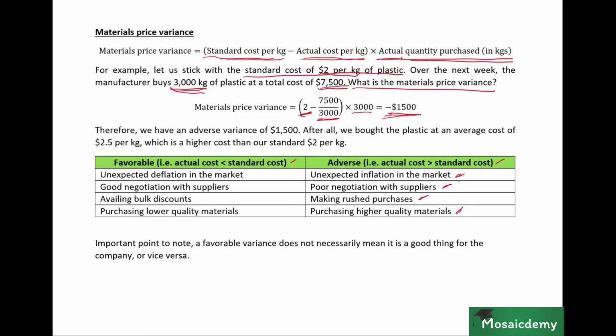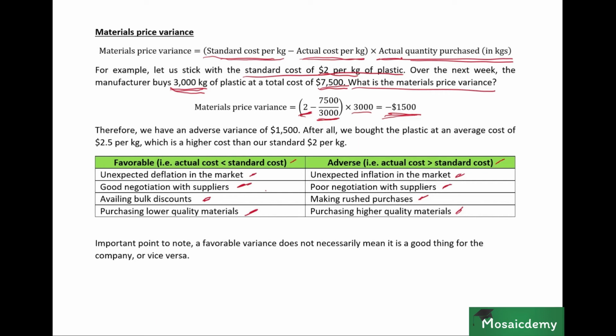On the flip side, the opposite would be true. If he paid, let's say instead of $2, $1.5 per kg of plastic, maybe there was unexpected deflation in the market. The prices of plastic were falling. The supply of plastic had increased, causing the price to go down. Maybe he negotiated well and was able to get some discounts. Maybe he bought in bulk and got some discounts. Or maybe he just purchased lower quality plastic which was cheaper, and therefore he was able to save on cost.